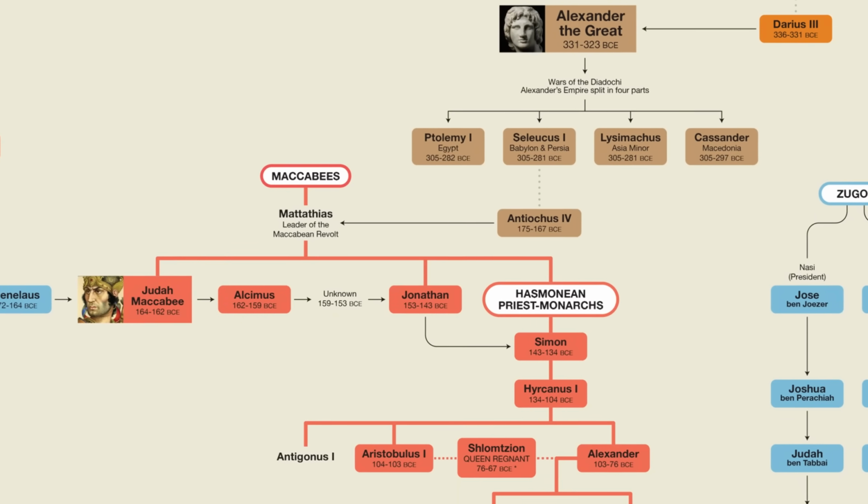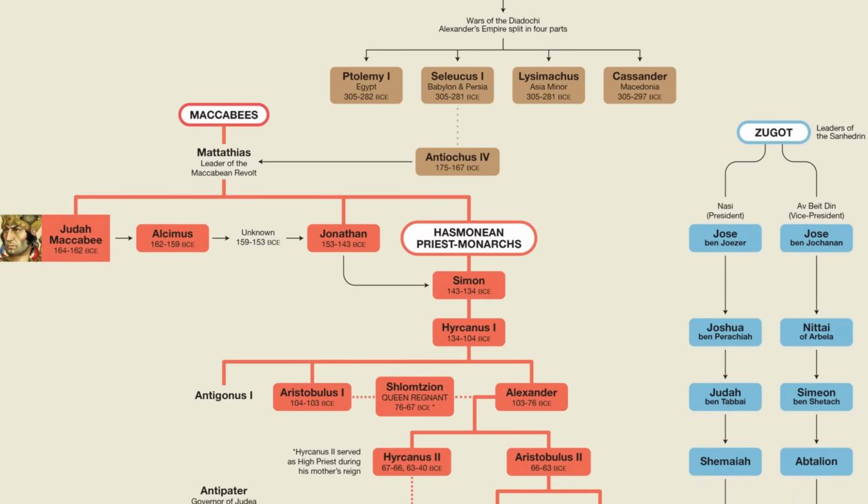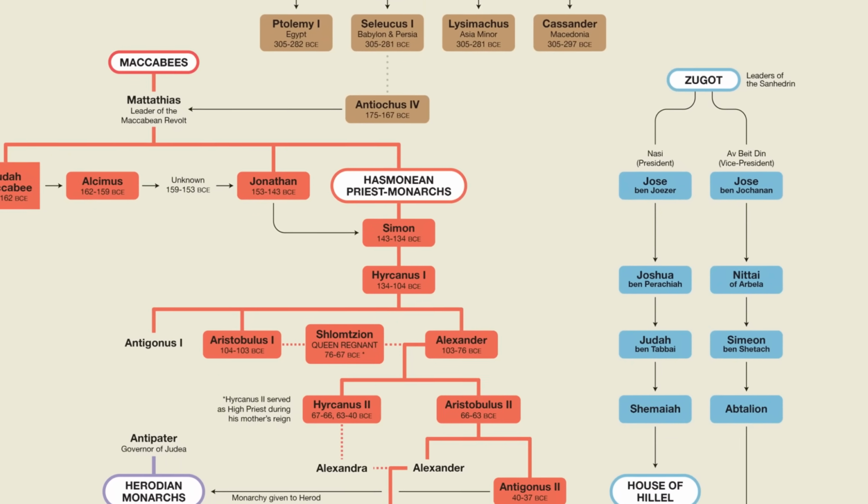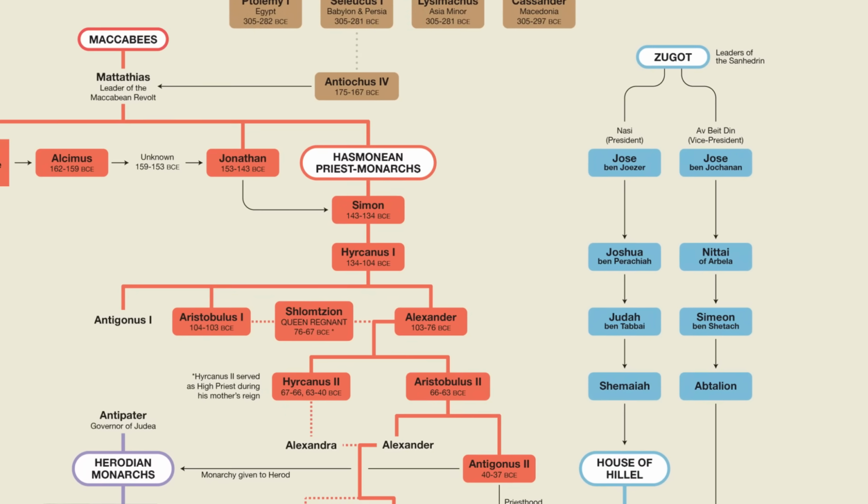Eventually, the Maccabees, also known as the Hasmoneans, end up serving not only as high priests, but also as monarchs. First as princes under Simon and Hyrcanus I, but then later as kings, starting with Aristobulus I. During this period, a legislative body known as the Sanhedrin is also formed, led by a pair of leaders known as the Zugot. This consists of the Nasi, who was sort of the president, and the Av Beit Din, who was sort of the vice president.